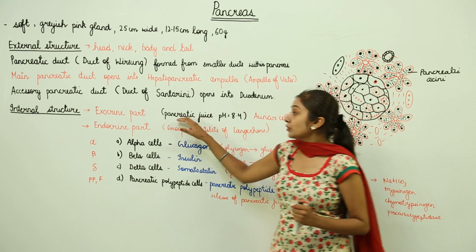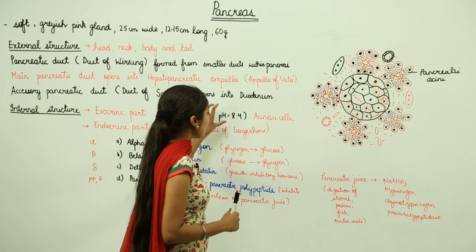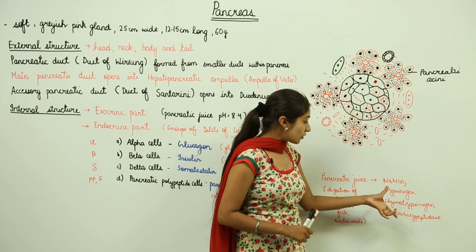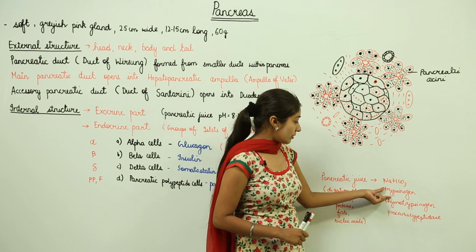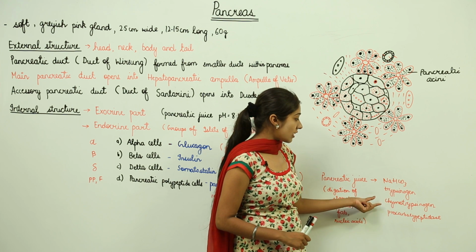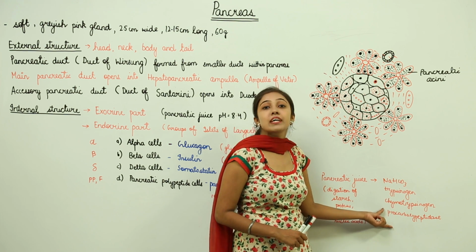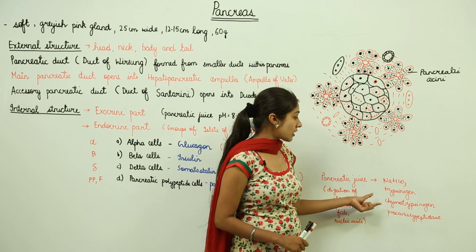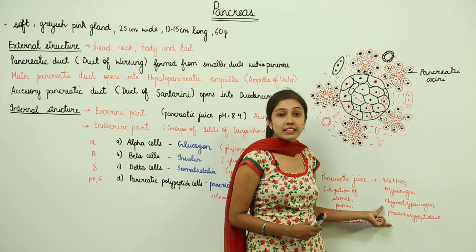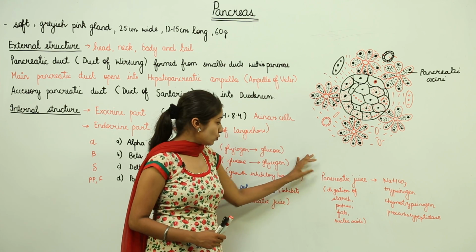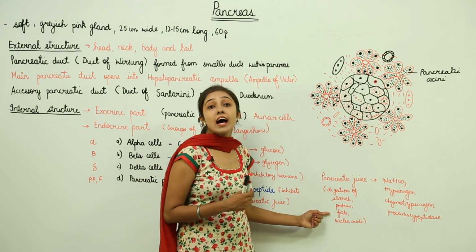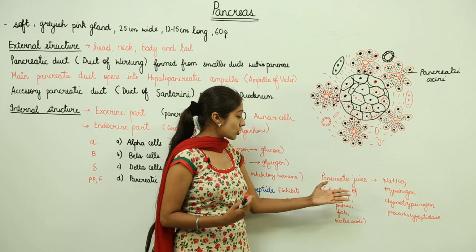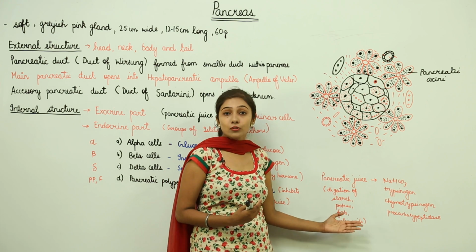Then when we talk about the pancreatic juice, what does it contain? It contains sodium bicarbonate and three major enzymes, that is trypsinogen, chymotrypsinogen and procarboxypeptidase. Now what is the role of pancreatic juice? It helps in digestion of starch, proteins, fats and nucleic acids. So pancreatic juice is very important because it helps in digestion of starch, proteins, fats and nucleic acids.